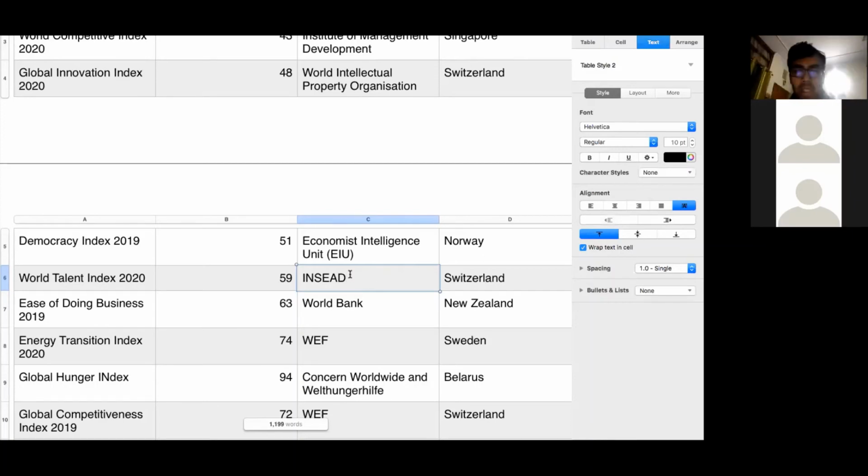INSEAD is based out of France. It is one of the world's top business schools, a highly reputed business school. Now it has campuses at other places as well. It ranked Switzerland as the world's top country in terms of the World Talent Index 2020, while India was ranked 59. Ease of doing business, a very, very important ranking.